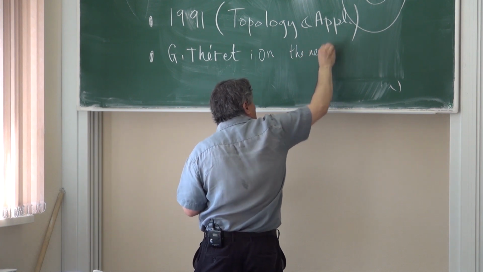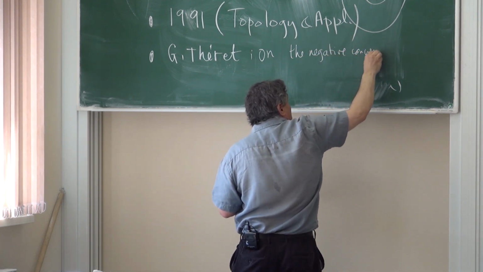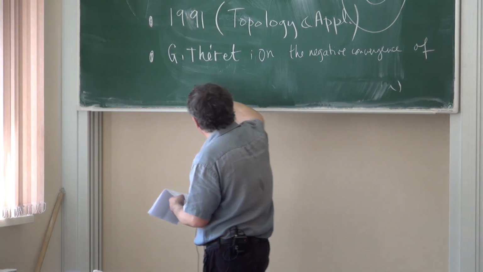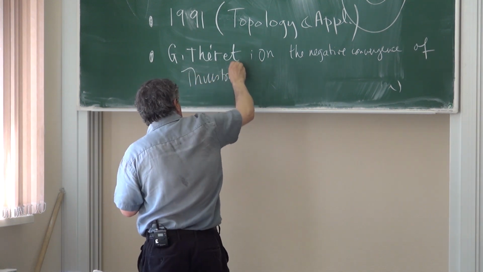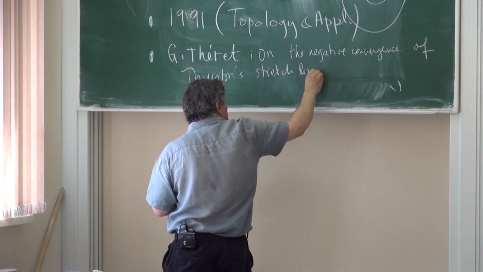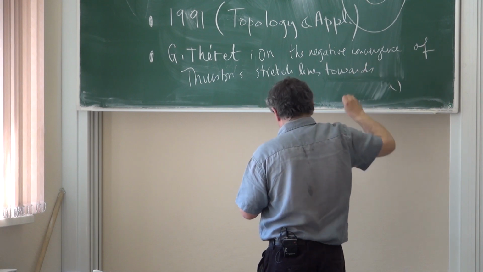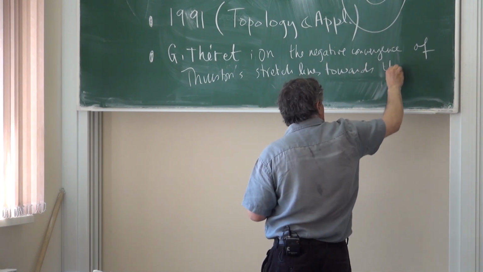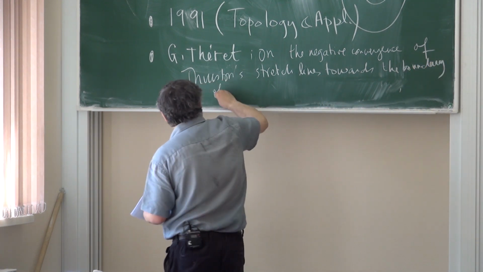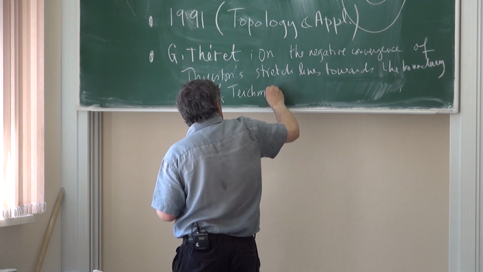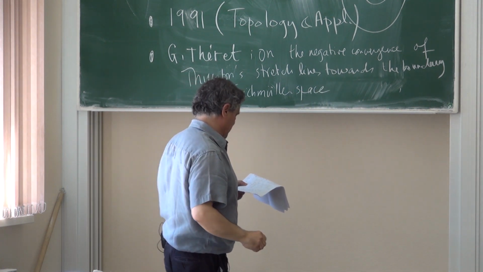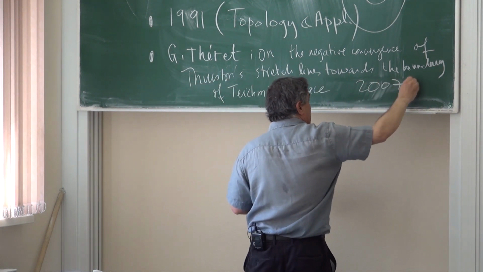And so the informative title of the paper of Guillaume Terret is: on the negative convergence of Thurston's stretched lines towards the boundary of Teichmüller space, and this is in 2007.